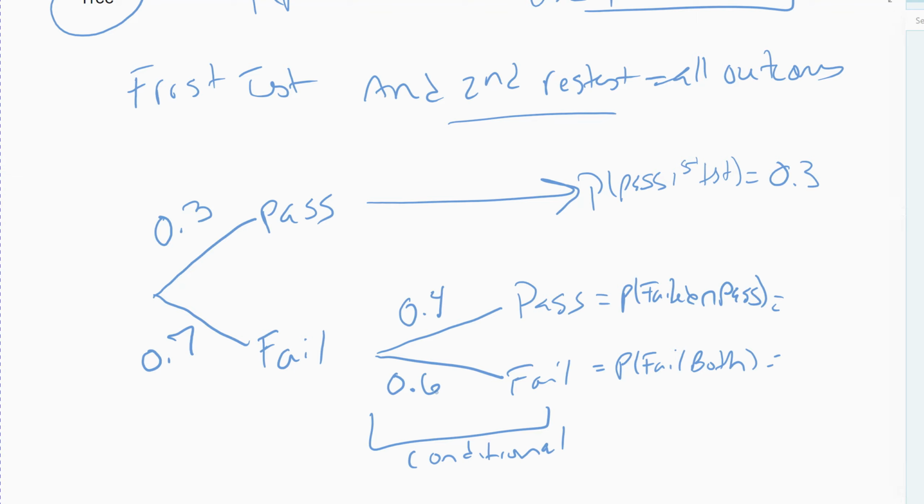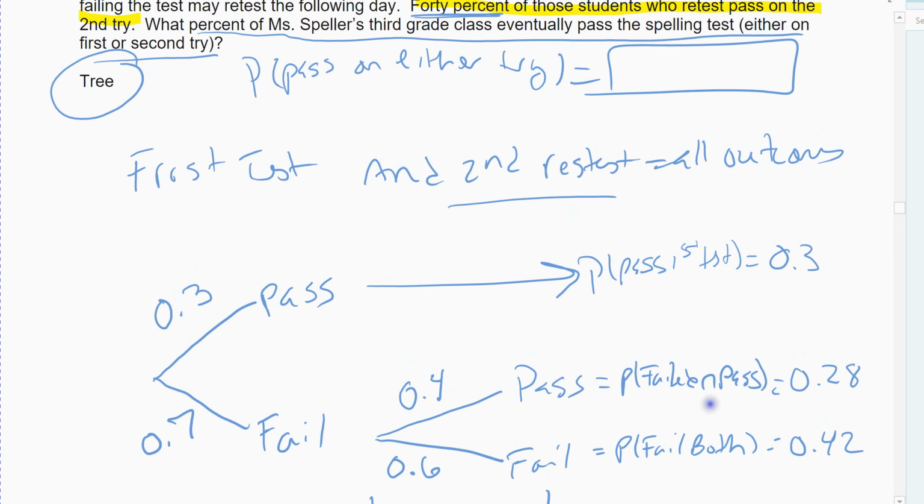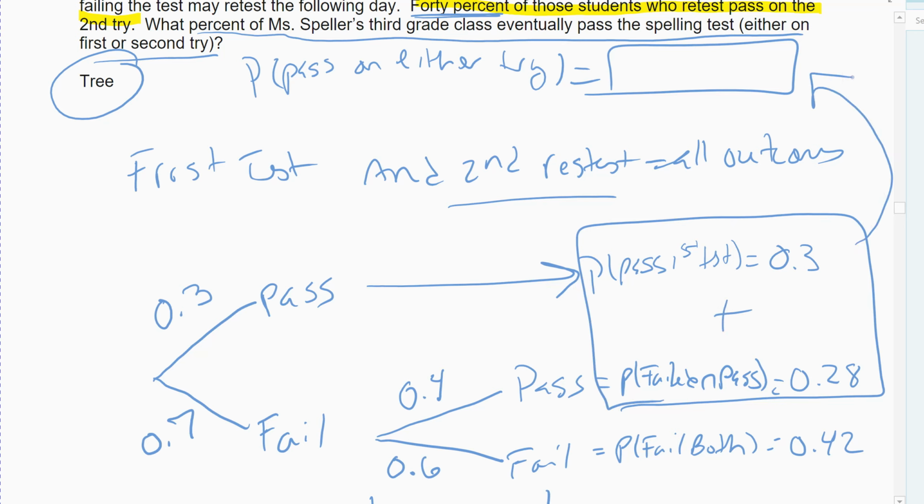Right, and then all of the outcomes. So failed on the first but passed on the second would be 0.7 times 0.4, so that's 0.28, and then failed on both, 70% times 0.6, so 0.42. So 42% of the class failed on both tries, which again, we want the probability that they pass on either try, so these are the two cases we're looking for. We want to find the probability they passed the first time or the second time, and so you add those two cases up. So 0.3 passed on the first time, 0.28 passed on the second try, so 0.58, and we did want it as a percent, which is 58%.